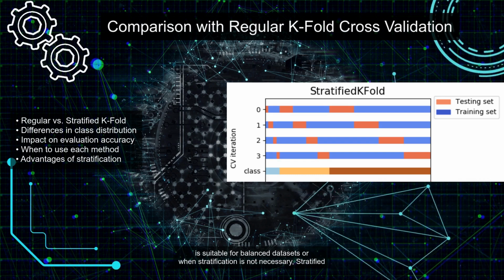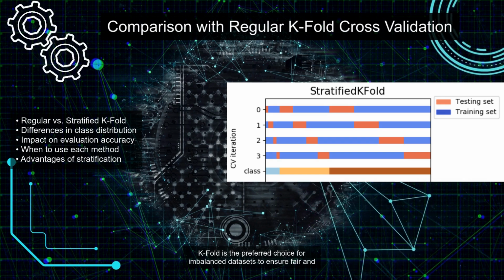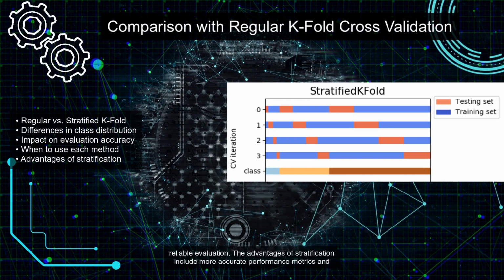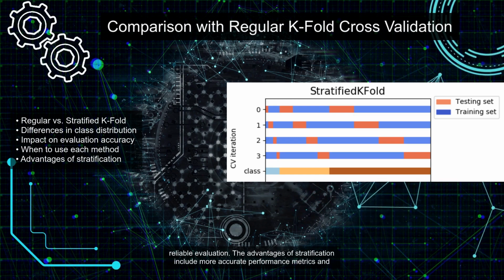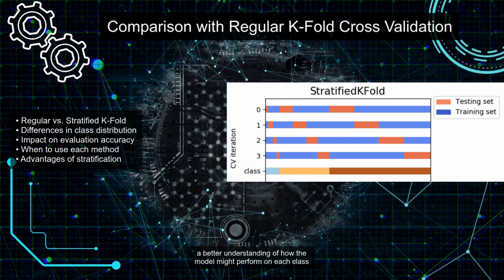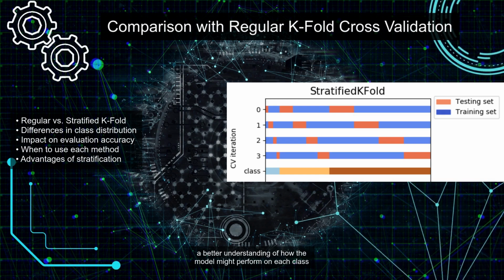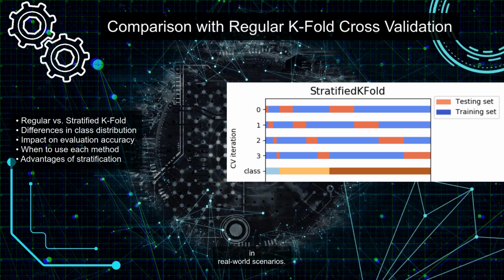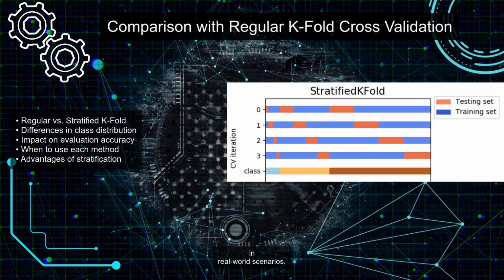While regular K-fold is suitable for balanced datasets or when stratification is not necessary, stratified K-fold is the preferred choice for imbalanced datasets to ensure fair and reliable evaluation. The advantages of stratification include more accurate performance metrics and a better understanding of how the model might perform on each class in real-world scenarios.